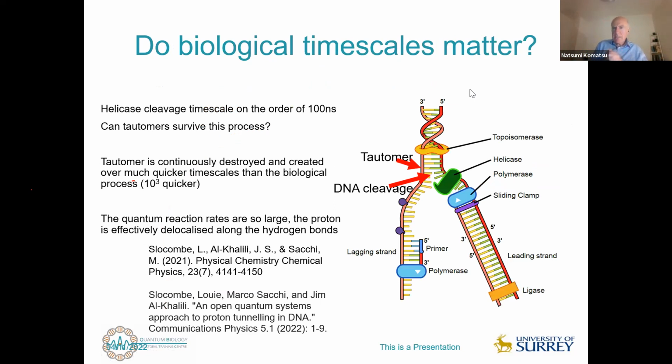The tautomer is continually destroyed and created over much quicker timescales than the biological process, very 10 to the 3-fold quicker. And the quantum reaction rates are large, so the proton is effectively delocalized along the hydrogen bonds. We already know that a hydrogen bond itself is, of course, a quantum mechanical entity. The proton is delocalized across the hydrogen bond. But what he's saying, it's also delocalized along the hydrogen bonds.